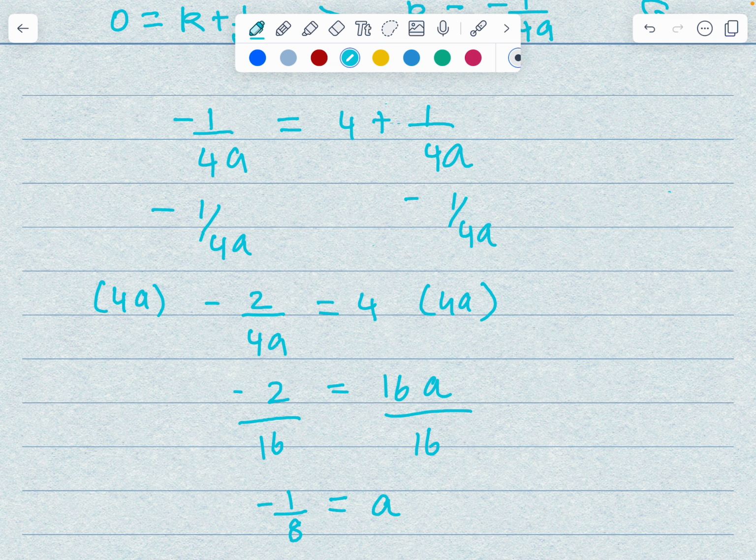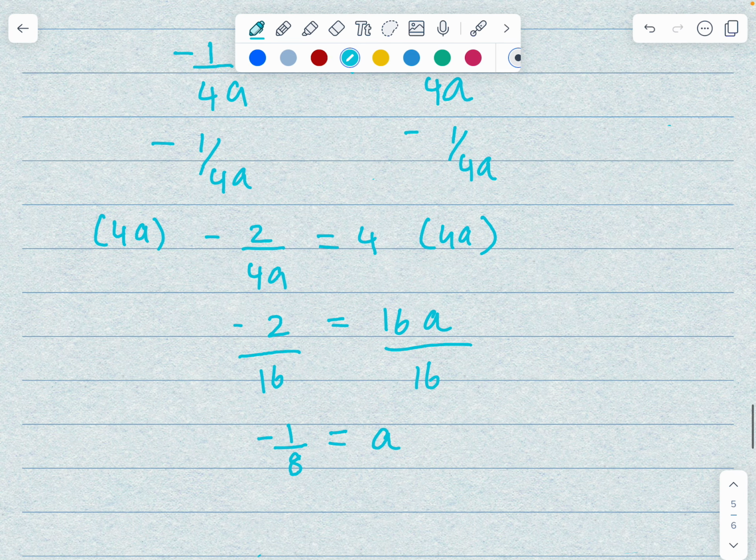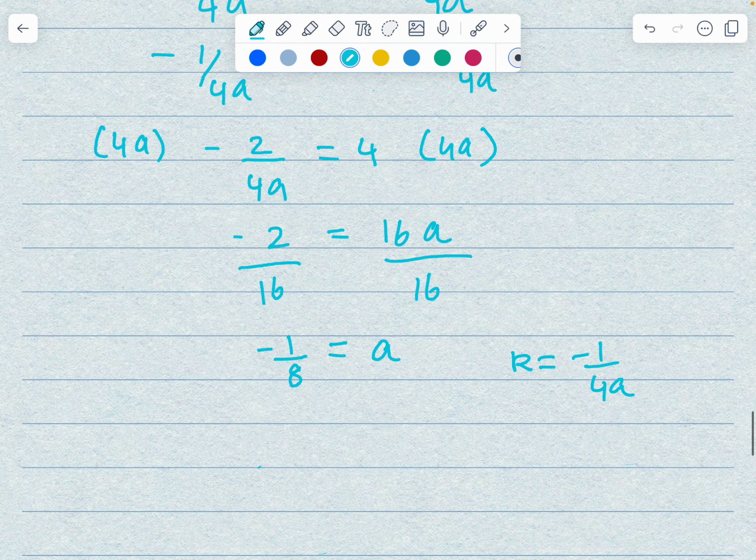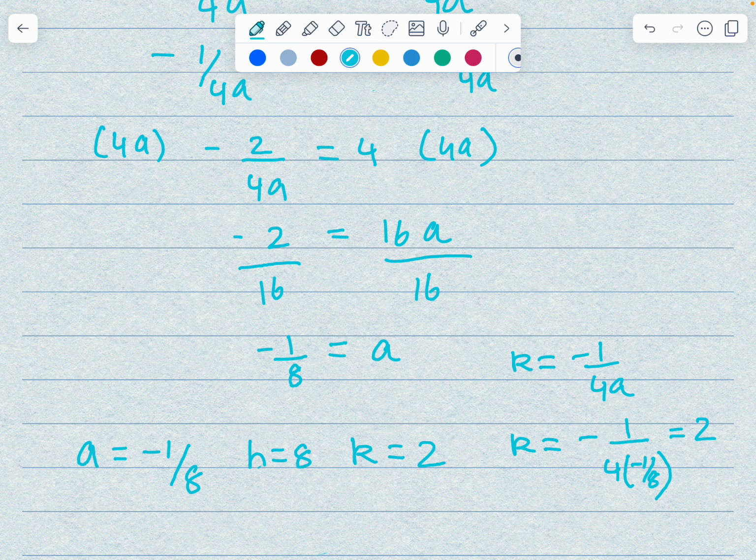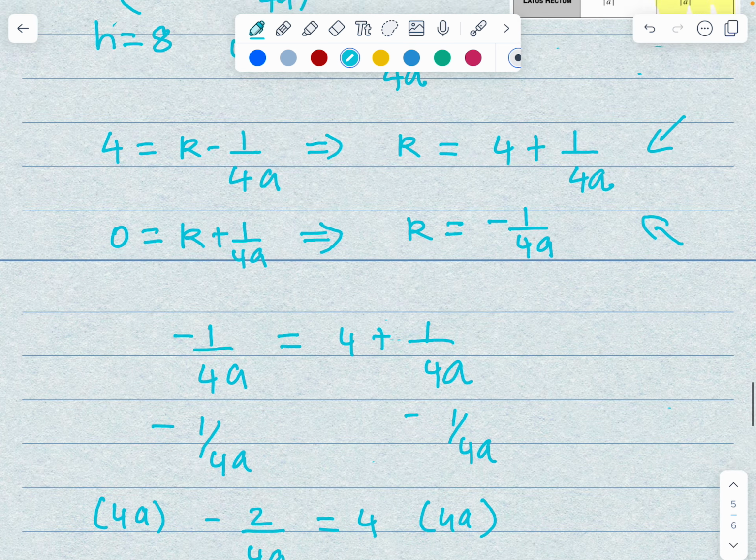Now I'll substitute it back to get the value of k because I know that, we'll take the easier of the two, right? k = -1/(4a). So then k = -1/(4 times -1/8). So that's equal to 2. So I have a = -1/8, h was 8, and k is 2. So once I have a, h, and k, no problem.